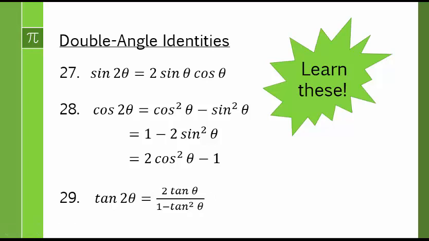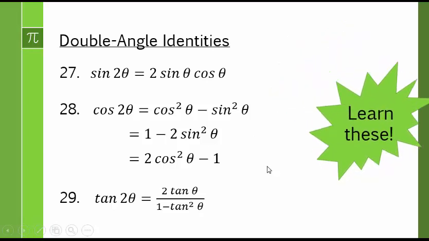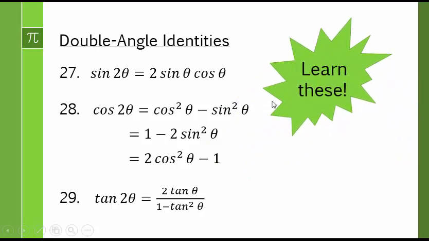I also want to let you know that at some point you will be asked to verify that your 3 double angle identities for the cosine of 2 theta are equivalent. Those can be done using your Pythagorean identities. Please again make sure that you take the time to learn these. Put them in your long-term memory banks.